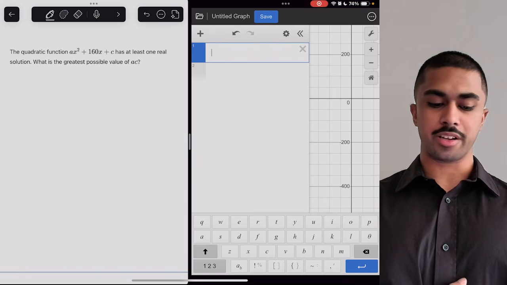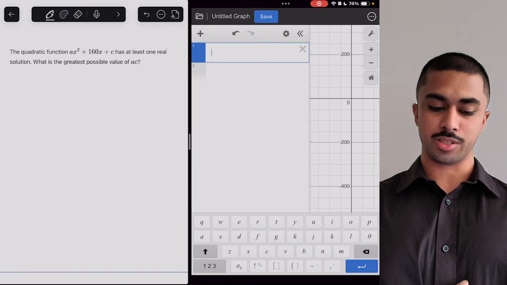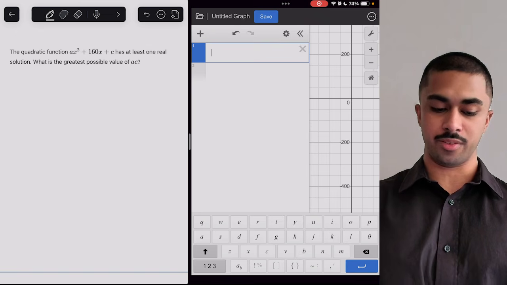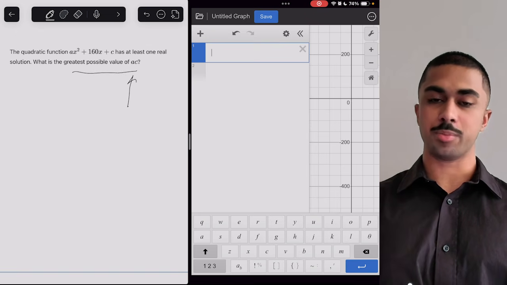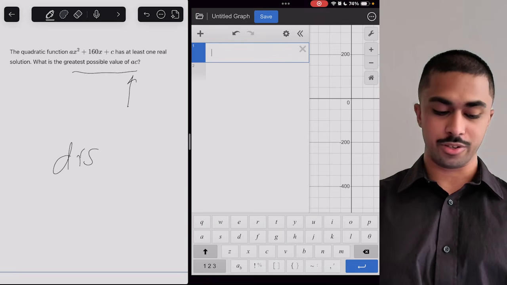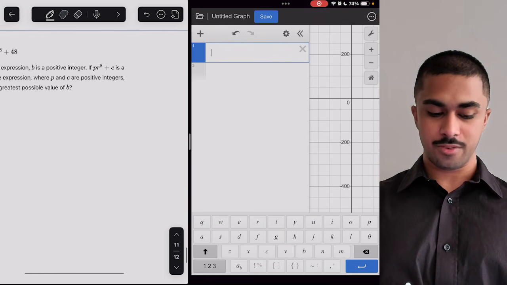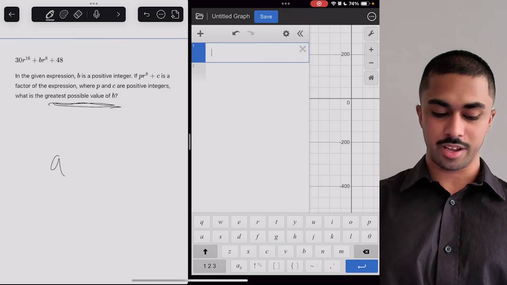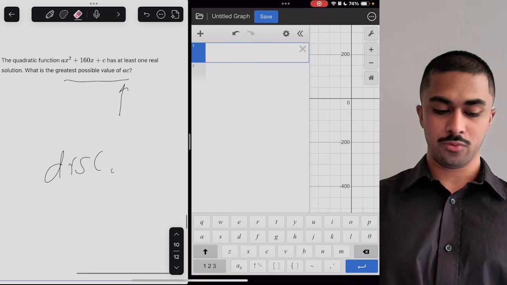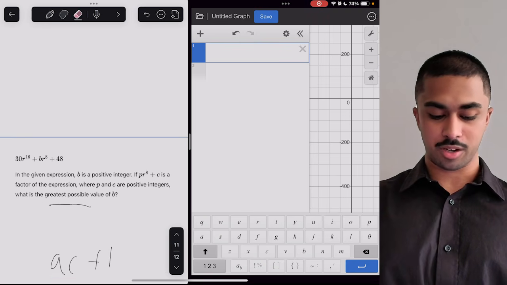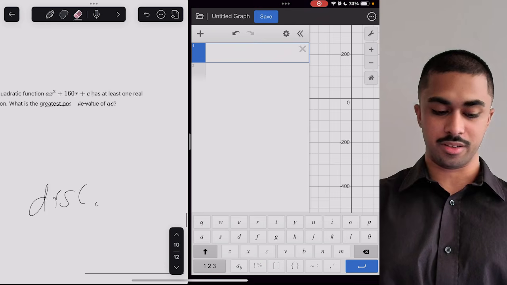The quadratic function ax squared plus 160x plus c has at least one real solution. What is the greatest possible value of AC? If you ever see greatest possible value of AC, there's a formula. I mean, you just use discriminant. If you ever see what is the greatest possible value of B, there's a formula, AC plus 1. They will never ask you for the least possible value of AC. They will never ask you for the least possible value of B. I've just never seen it.